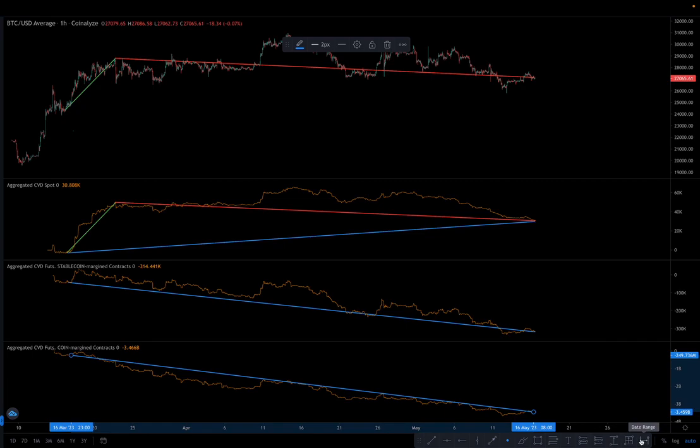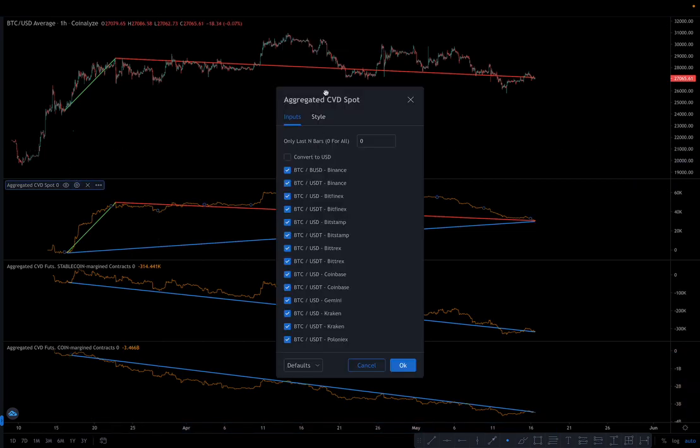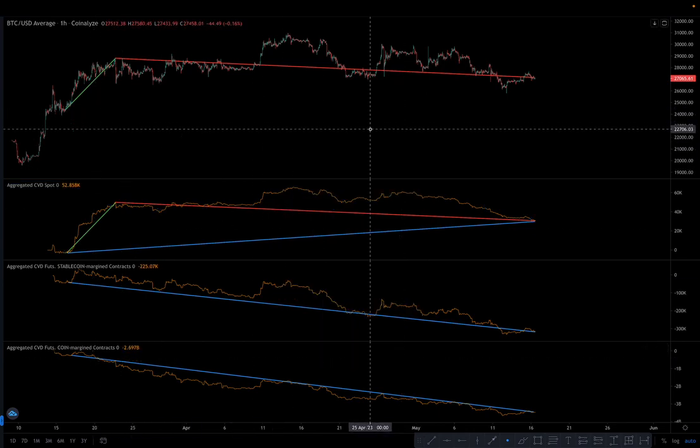The way you do that to actually zoom it in is you have to change the indicator. So there's a settings cog. On each of them, it will be defaulted to the full view. And you have to change this part: Only last n bars, 0 for all. So when it's set at 0, it shows you all the available data.